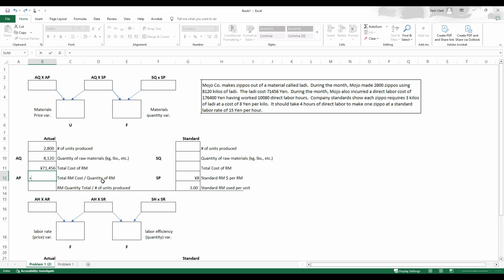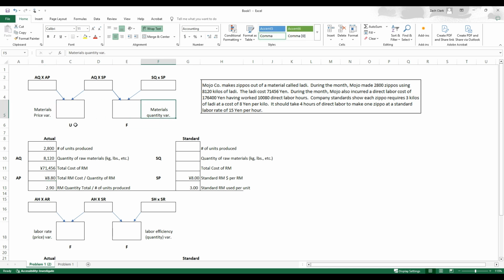Total raw materials cost divided by the quantity. So this is our total raw materials cost that we actually incurred, divided by the quantity of raw materials that we used. And so we came out with, let's do some decimals here, 8.80 total cost. So it looks like we're going to have an unfavorable raw materials price variance. And let's see, raw material quantity total of 8,120 divided by the number of units produced. We've got 2.90 kilos per unit, per Zippo produced in this instance. And so we're coming in a little bit lower than our expected budget here. And so that is going to be a favorable materials quantity variance.